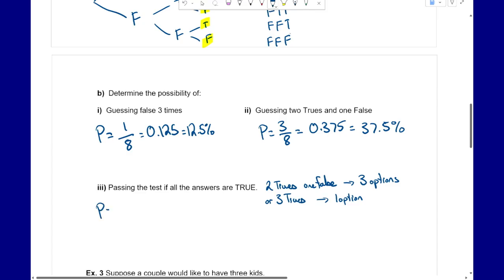So the probability of passing is going to be 3 plus 1, or 4 options out of 8, or 0.5, or 50%. So if all the answers on that quiz or test for those true and false were all true, you'd have a 50% chance of passing if you guessed.